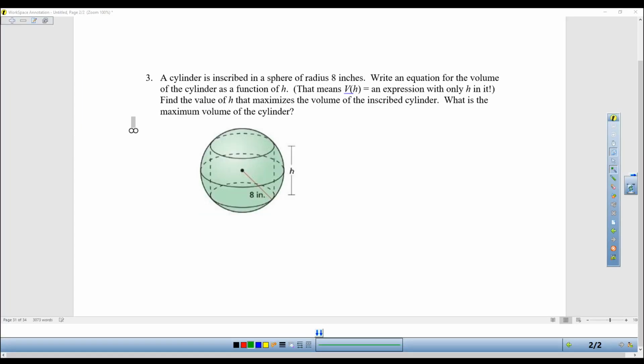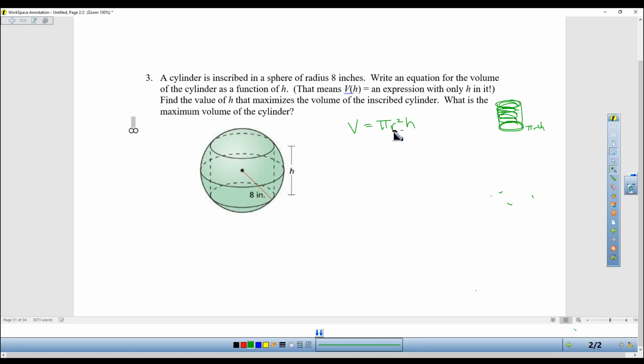Number 3 says, a cylinder is inscribed in a sphere of radius 8 inches. Write an equation for the volume of the cylinder as a function of h. So you may remember that the volume of a cylinder is pi r squared h. We get that because pi r squared is the area of a circle, but then if you multiply it by h, you're actually going to end up with a whole cylinder. Think of it as a single disk, pi r squared, but then stacked up, one on top of another. That's how you get the h.